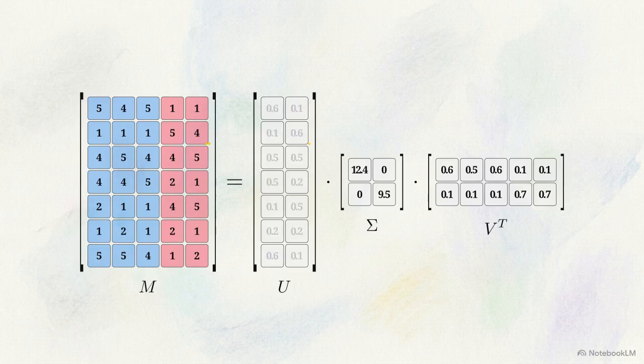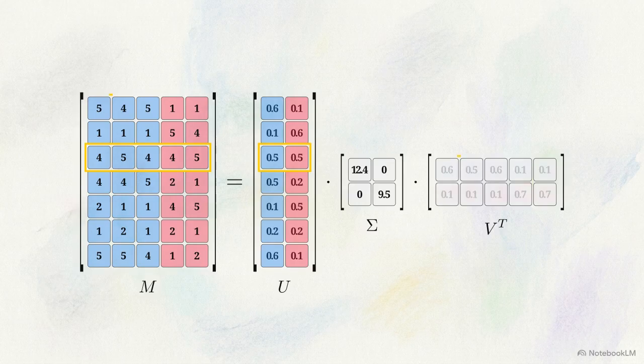The U matrix maps our original rows to newly discovered latent concepts. It scores each user's exact affinity for science fiction or romance, stripping away the individual movie titles. The V transpose matrix does the inverse. It connects the original columns, the movies, to those exact same latent concepts.